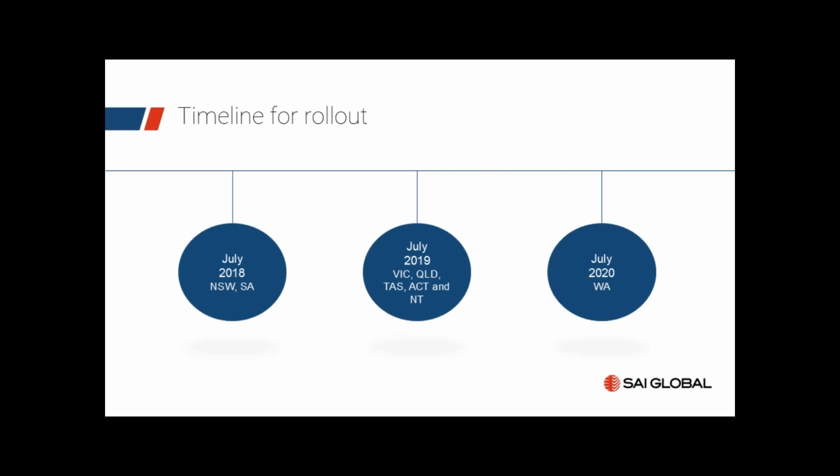Now, across Australia, there are different timeframes for rollout of the new NDIS scheme and the audits. So from July 2018, audits are commencing in New South Wales and South Australia for providers. In July 2019, the scheme will roll out to almost the rest of Australia, and in July 2020, Western Australia will follow. If you have services in Victoria and Queensland and currently need to meet those state certification requirements, they will remain in place until the 30th of June 2018 for services delivering services to people with disability.